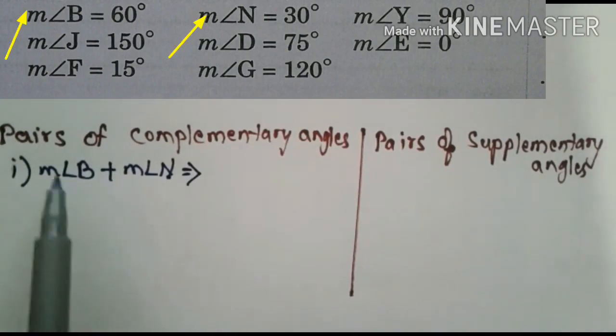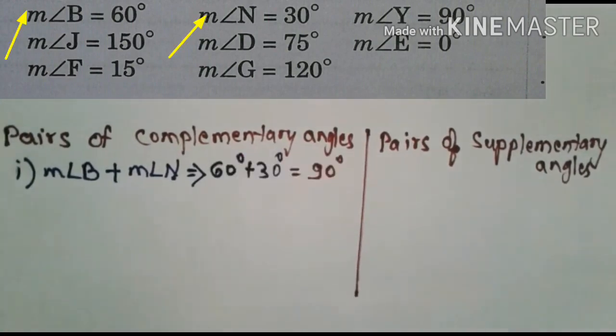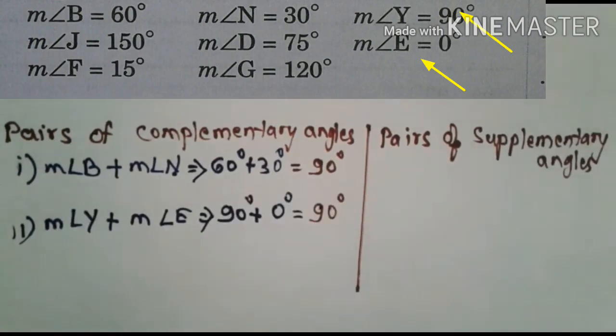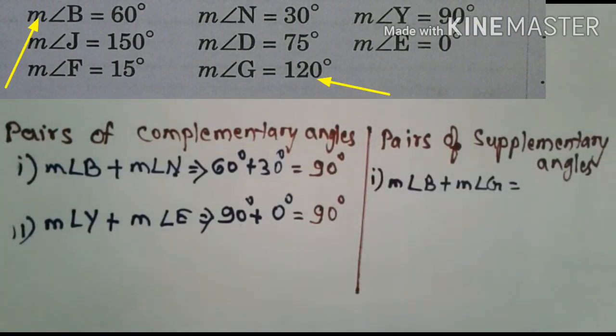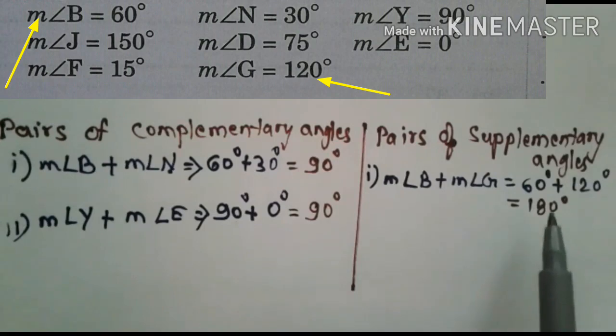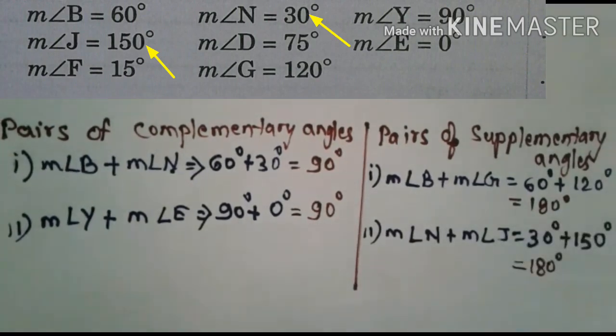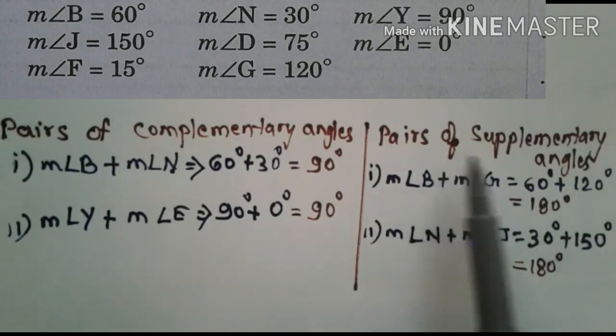First pair is measure of angle B plus measure of angle N. That is 60 degree plus 30 degree is equal to 90 degree. Next, measure of angle Y plus measure of angle E. That is 90 degree plus 0 degree is equal to 90 degree. Measure of angle B plus measure of angle G. That is 60 degree plus 120 degree is equal to 180 degree. Then measure of angle N plus measure of angle J. That is 30 degree plus 150 degree is 180 degree. So these are the pairs of supplementary angles.